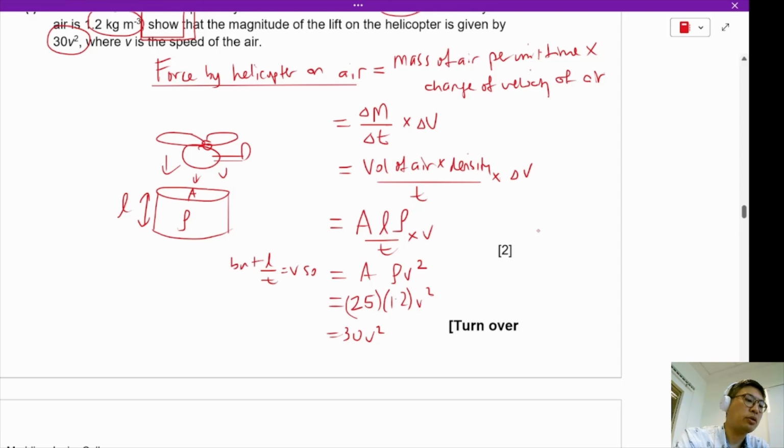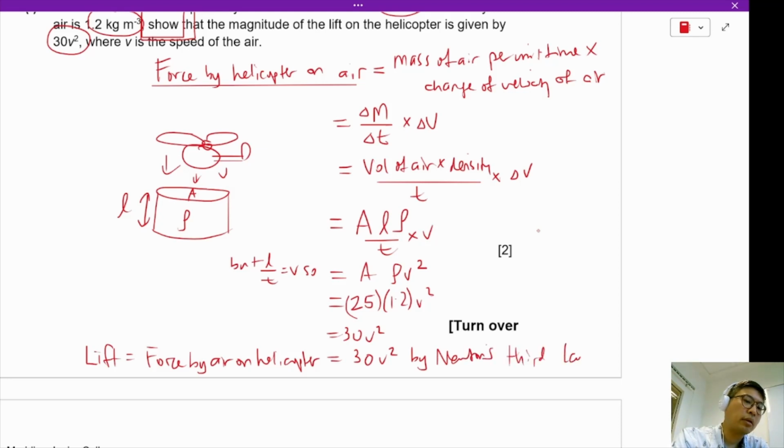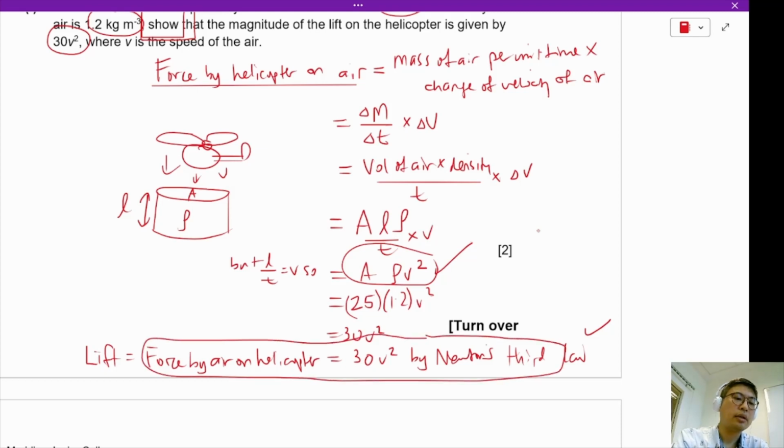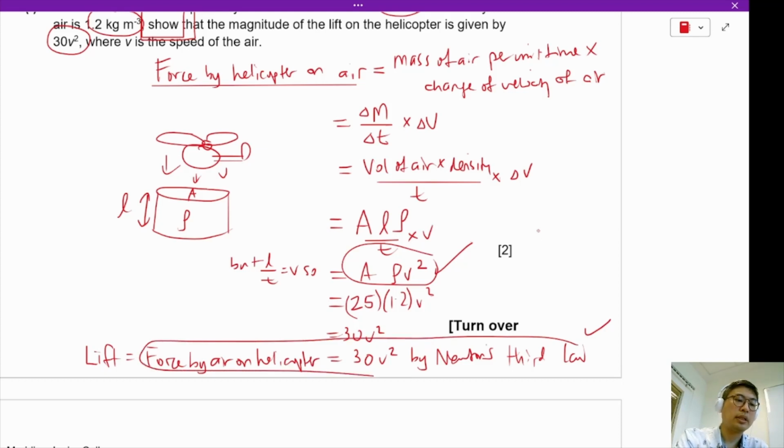What about the force by the air on the helicopter? The lift equals the force by the air on the helicopter. So this is equal to 30 V squared by Newton's third law. You get 1 mark for reaching this point, A rho V squared, and then you get another mark by saying that the force on the helicopter is the same as the force on the air by Newton's third law. Most of you will miss the second mark.